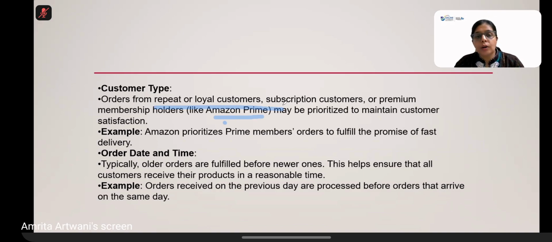Order date and time, you go according to the date and time. So orders that are received first will be dispatched first.